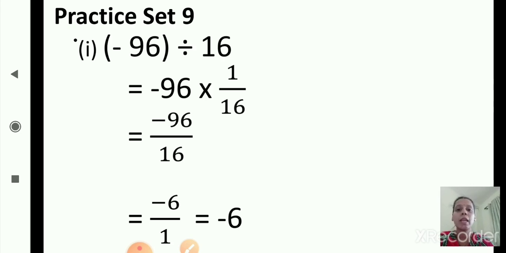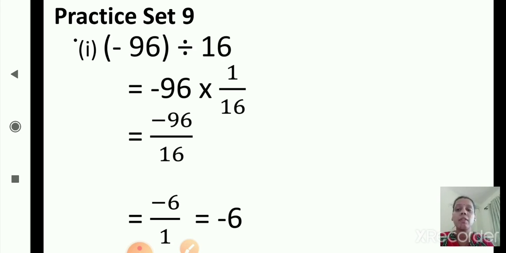Okay, so minus 96 divided by 16. Do the division. 96 is divisible by 16. Yes, it's there in the 16th table. So for this exercise you need to learn all the tables. Then only you will come to know whether the number is divisible by the given number or not. So for this exercise you have to learn the tables, and for multiplication also. So for lesson number 2 you need to learn tables.